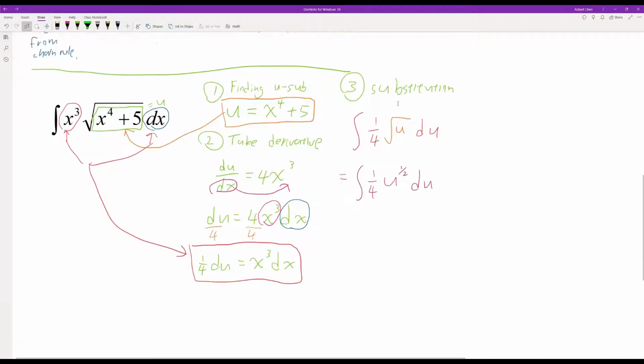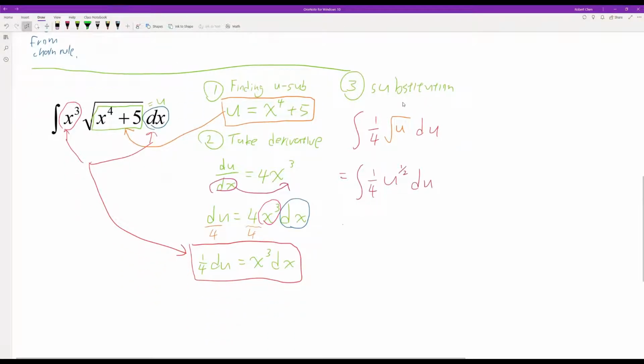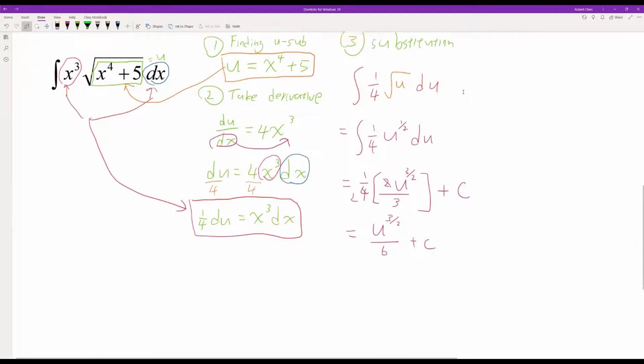Now, that's just a power function, right? So to integrate this, all we need to do is add 1 to the power, right? So u to the power of 3 over 2, and divide by the new power, divide by 3 over 2, which gives us 2/3, right? And then don't forget the plus c. All right, and last but not least, let's just multiply the 1/4 in there. So that will give us u to the power of 3 over 2 over 6 plus c. Okay. Now, we're not done yet.